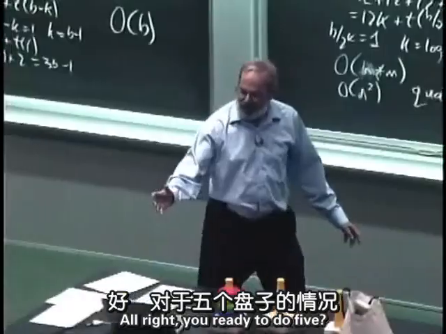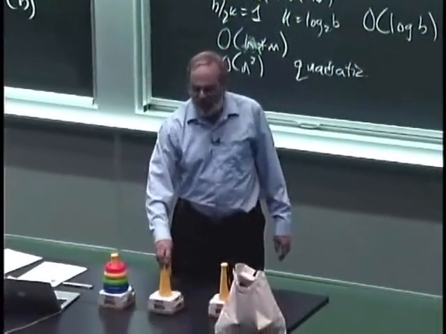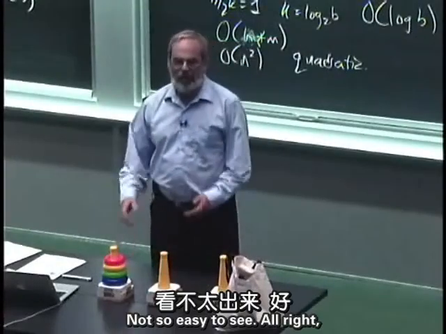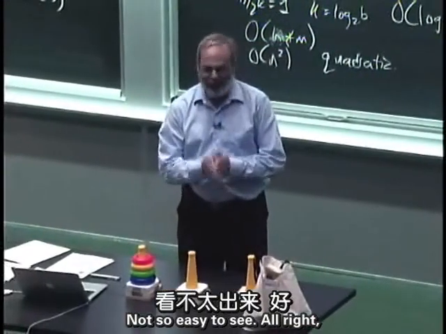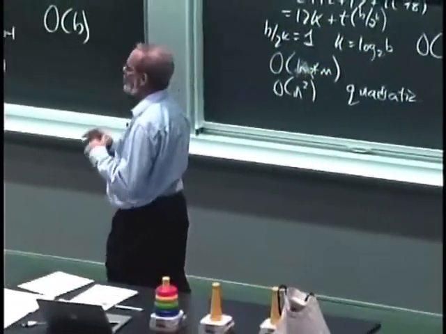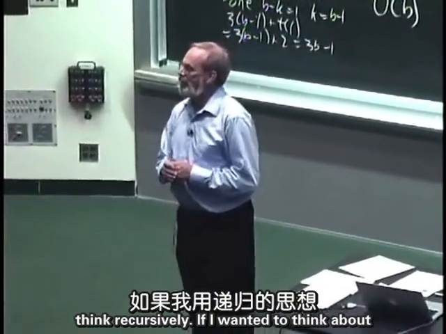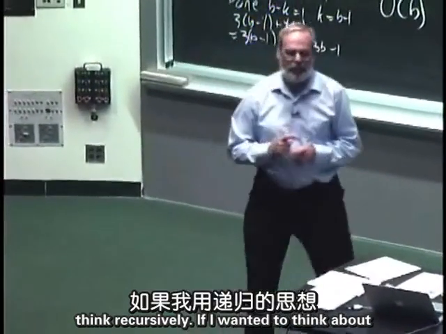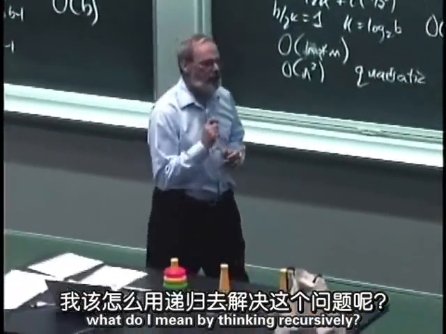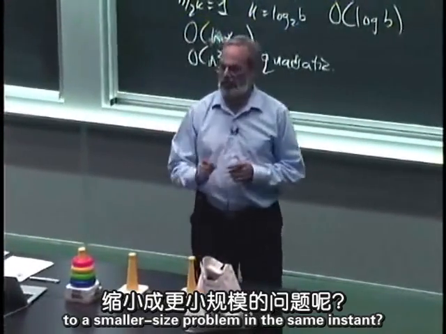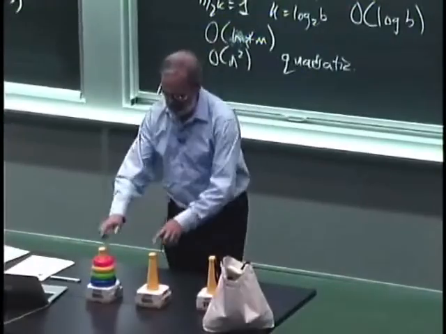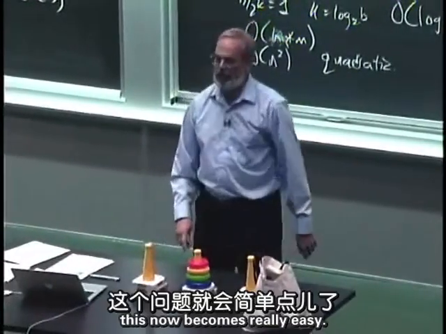All right, you ready to do 5? Got the solution? Not so easy to see. But this is actually a great educational moment. This is a great example to think recursively. If I wanted to think about this problem recursively, what do I mean by thinking recursively? How do I reduce this to a smaller size problem of the same instance? And so if I do that, this now becomes really easy.